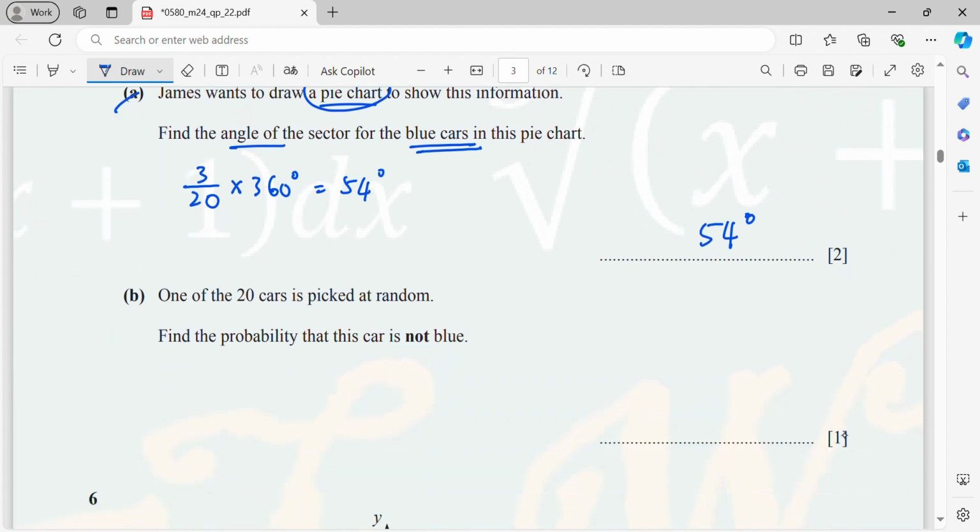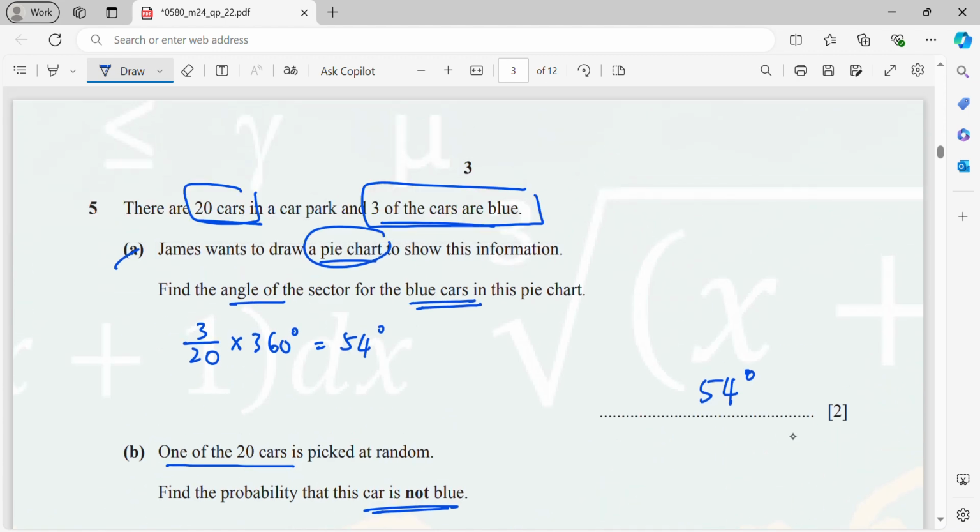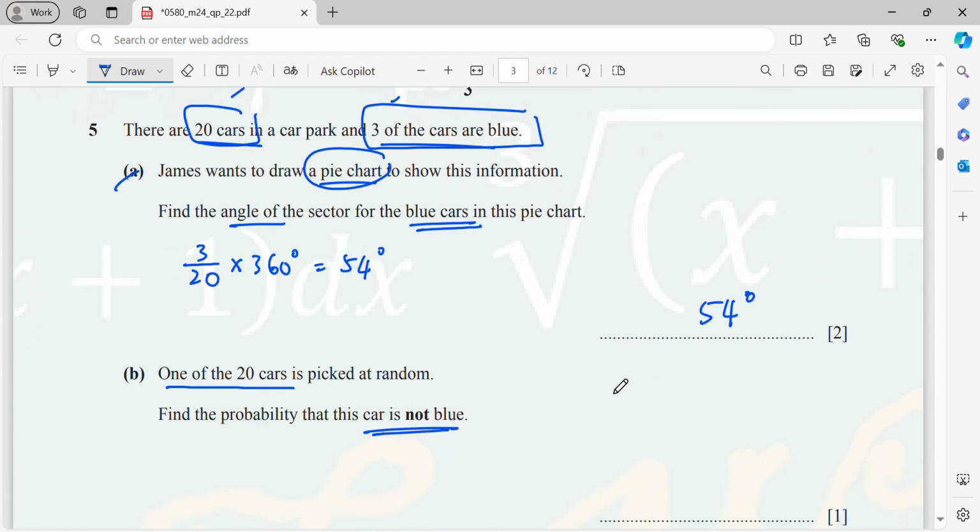Now part B, one of the 20 cars is picked at random. Find the probability that the car is not blue. Out of 20 cars, 3 are blue, which means the remaining are not blue. So the probability is 20 minus 3 over 20, that is 17 over 20. You can leave your probability as a fraction. This is the probability.